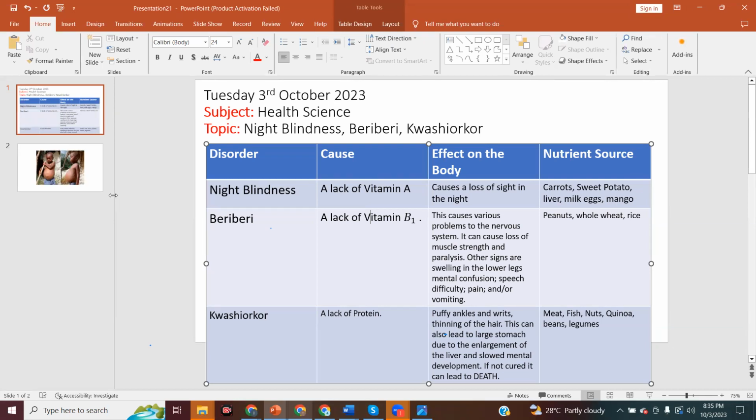Vertebrates are divided into how many classes? 4 or 5? 5 classes. What are the 5 classes? Birds, mammals, reptiles, amphibians, and fish. Fish, amphibians, reptiles, birds, and mammals.